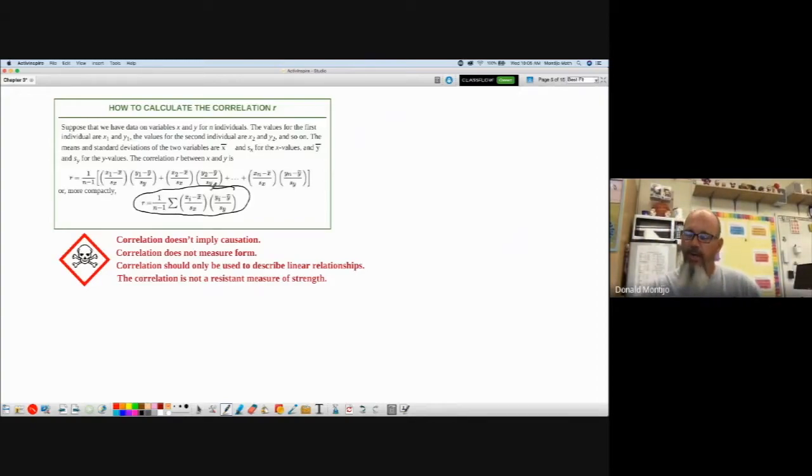Really what we're doing here, this should look pretty similar. Really what we're doing here is z-scores. Remember that z was x minus mu over sigma, or the x value minus the mean divided by the standard deviation. Each x value minus its mean divided by the standard deviation. So we're finding the z-score for x and y, multiplying them together, and then doing that for every single point in the data set.